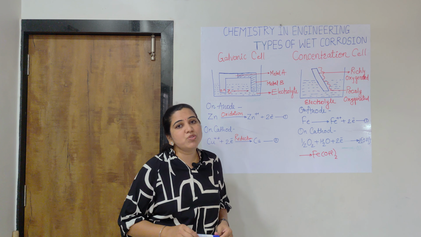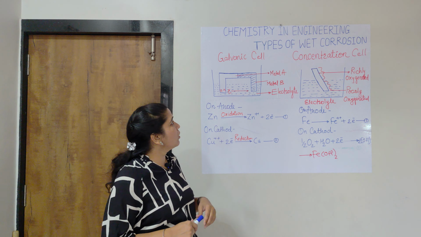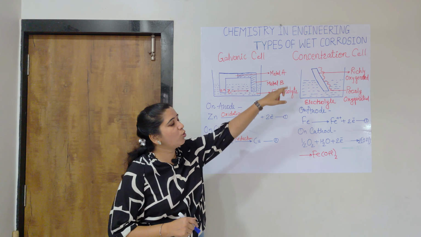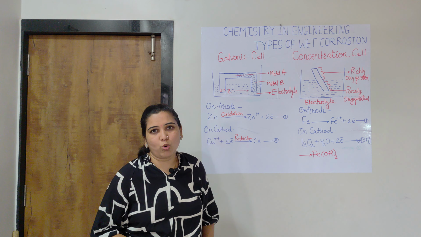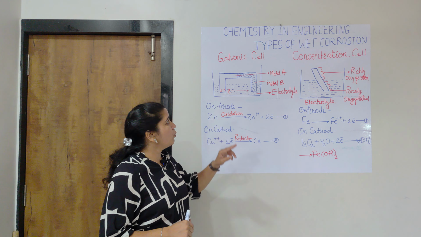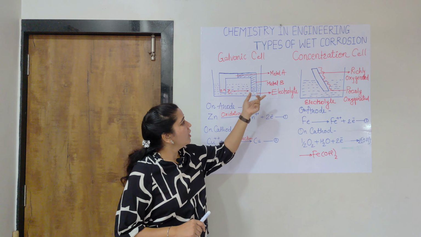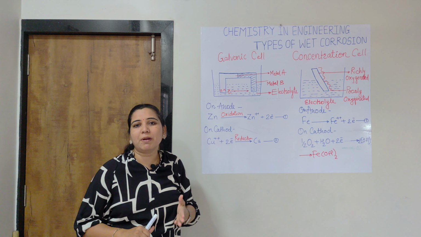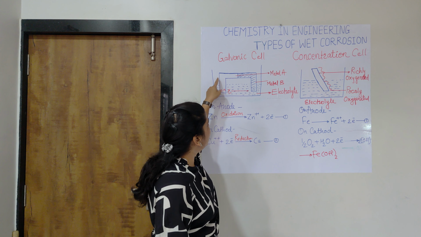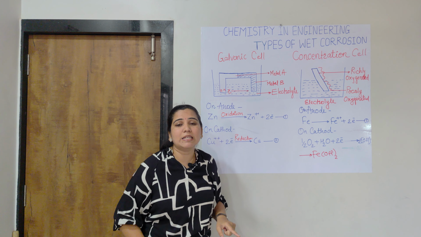Now we are going to see the different conditions in which wet corrosion is possible. Here you can see two different diagrams I have already drawn. First is galvanic cell corrosion and another is concentration cell corrosion. These are the two main conditions where there is a possibility of corrosion. Firstly, we are going to see galvanic cell corrosion. In this diagram, there is a container in which there is an electrolyte, which may be water or any electrolyte, and in that a curved or bent type of electrode has been dipped.